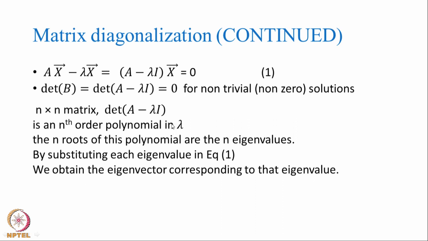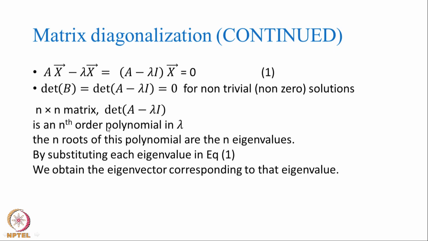Once I know the eigenvalue by solving the polynomial equation, I can substitute that eigenvalue back here and get that A into x will be lambda into x. Once I know the lambda, I can satisfy this equation. So, once I know the eigenvalue lambda, I can know the eigenvector as well. This is what is illustrated in my next slide.